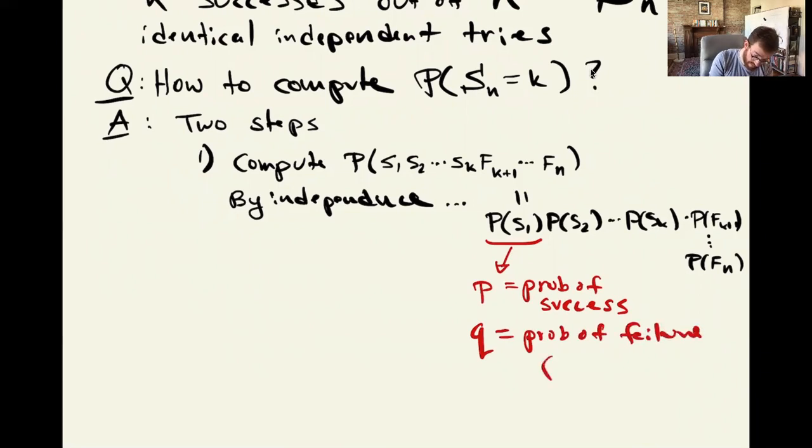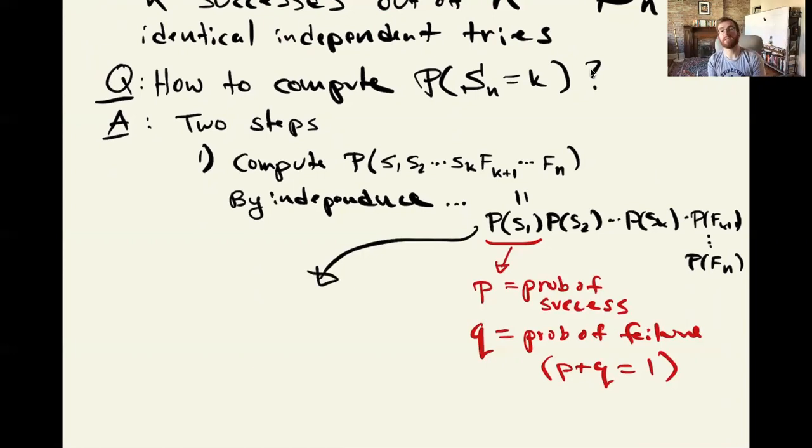And of course, P plus Q must equal 1. So it turns out, finally, that we can finish this calculation by saying the probability of K successes in a row followed by N minus K failures is P to the K times Q to the N minus K. Now that's not the final answer, because we've computed here the probability of a very, very specific event: K successes in a row followed by N minus K failures.